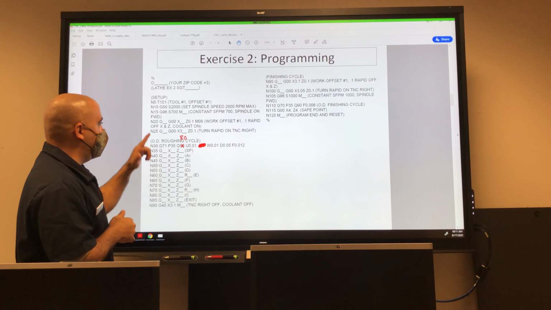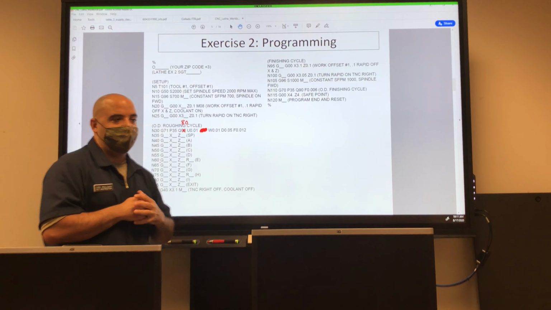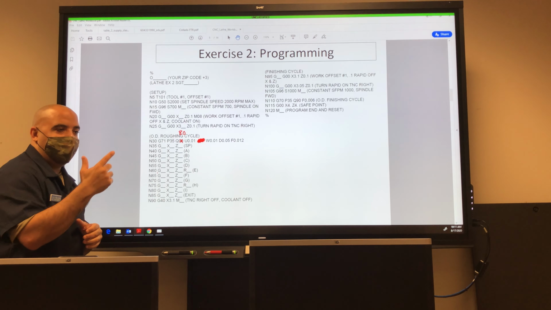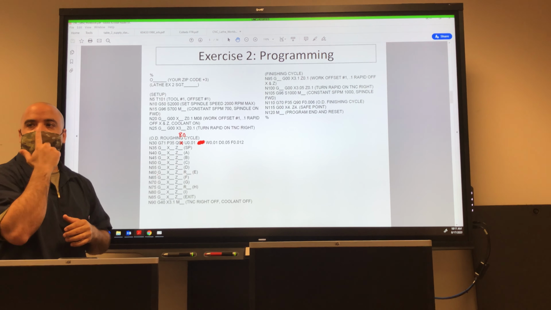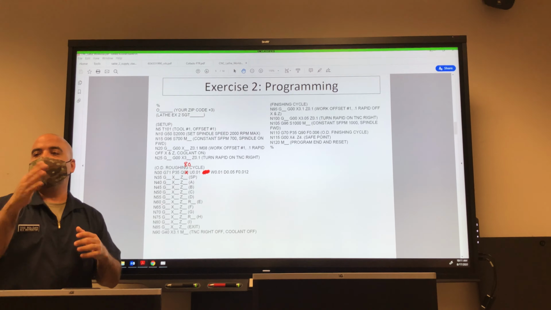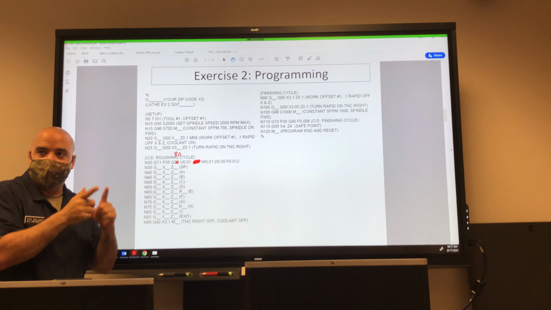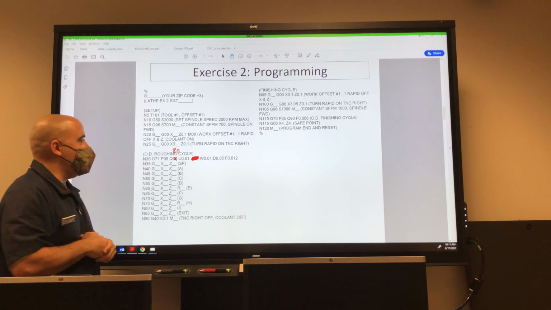So basically you said G42 is the turn on of TNC, which is tool nose compensation, right? And that is compensating for the size of the tool that's going in, which is already programmed. If you didn't know, the cutter is a 55-degree angle. So the machine knows that. So it's going to compensate for that cutter that's going into the part. Okay.